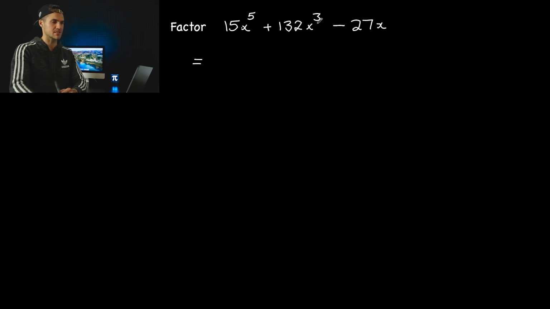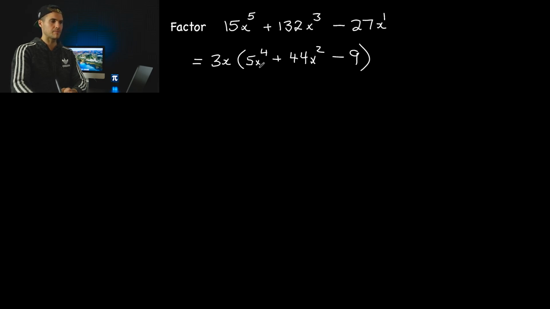Well, notice that all of these expressions have an x, and the lowest degree is going to be x to the 1. So that I could take out. I could also take out 3, right? Everything here divides by 3, so I could take out a 3x at the beginning. So we would have 5x to the 4 plus 132 divided by 3 is what? 44? So we'll have 44x squared minus 9, like that. Right, just took out 3x from all of these expressions, divided them by 3x.